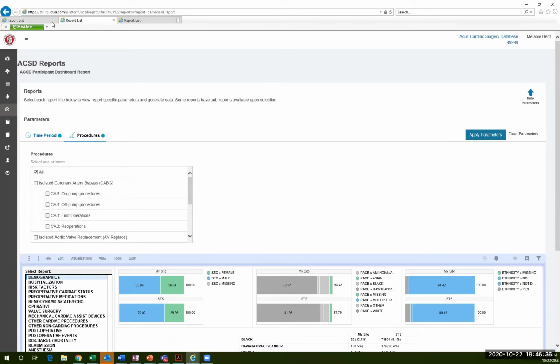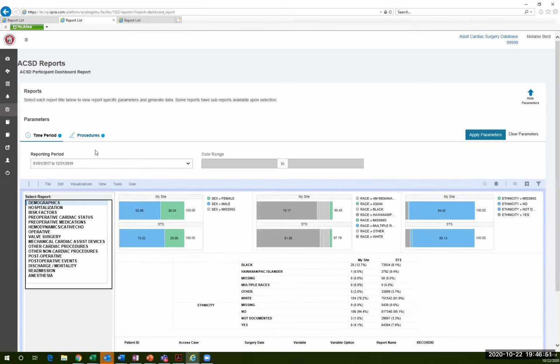So I've already loaded up the dashboard just because I know that we're on a time frame and I just wanted to set up the parameters and get us into the report quickly. So the first thing, when the user goes in, they will have the ability to select a predefined reporting period or enter in a specific date range.